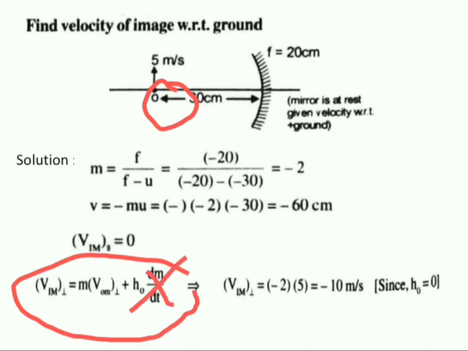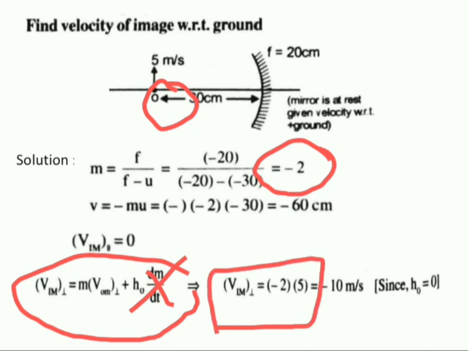So what is the speed of the image with respect to the mirror equal to? M into the speed of the object with respect to the mirror. Find the value of m. F by f minus u. By using the sign convention, we have got m as minus 2. So if m is minus 2, what is the speed of the image with respect to the mirror? Minus 2 into the speed of the object with respect to the mirror, which is plus 5, upward. So 5 into minus 2, your answer will be minus 10. In the sense, if the object moves upward, the image is moving downward.